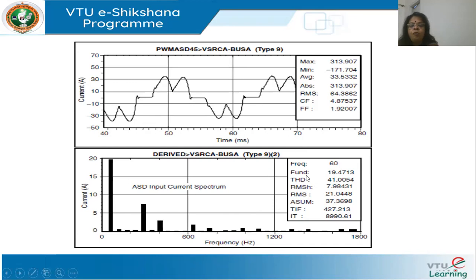So this is how we measure the harmonics. When standards have to be developed, the standards will specify what percentage of harmonic is tolerable. If the harmonic is more than this, it's not acceptable. We have standards for voltage and we have standards for current. So how much can be tolerated?